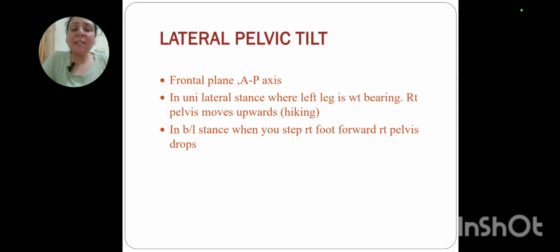Now lateral pelvic tilt takes place in the frontal plane and AP axis in unilateral stance, where the left leg is weight bearing and the right leg moves upwards, that is hiking, and it can drop. With hike there will be abduction movement of the hip, and with drop there will be adduction movement at the hip. Fine.